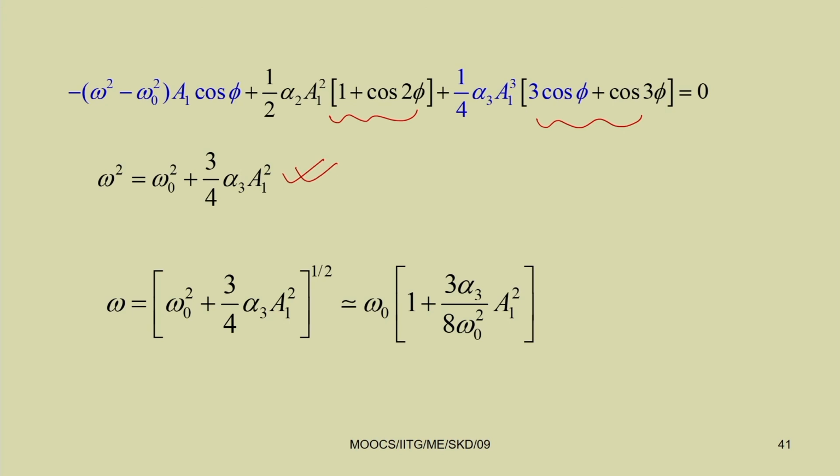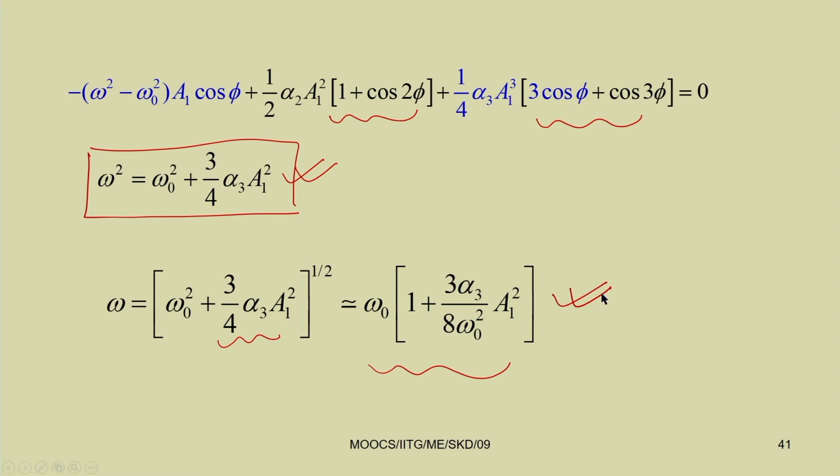So, this expression becomes omega square equal to omega 0 square plus 3 by 4 alpha 3 a1 square. You just see this expression what you have obtained is not same as what you have got in case of this Lindstedt-Poincare method. Now, we can write omega equal to root over omega 0 square plus 3 by 4 alpha 3 a1 square. By expanding this by binomial theorem, as this term is small in comparison to omega 0 square, the half will be multiplied with this. So, omega becomes omega 0 into 1 plus 3 by 8 alpha 3 by omega 0 square a1 square.